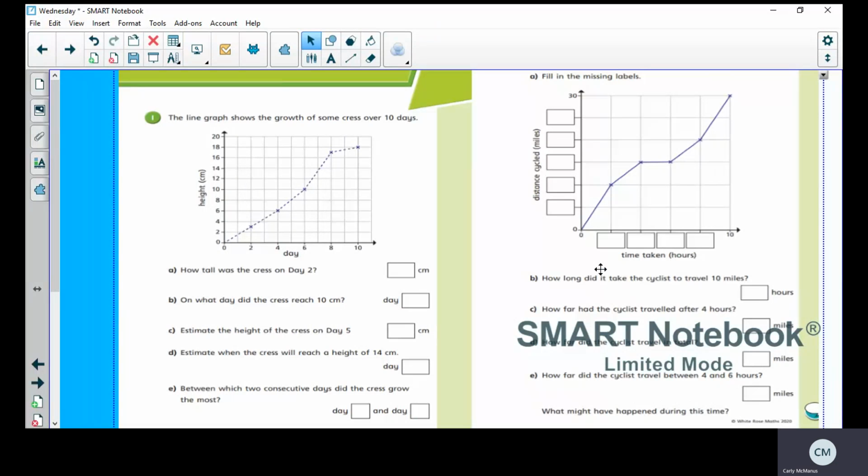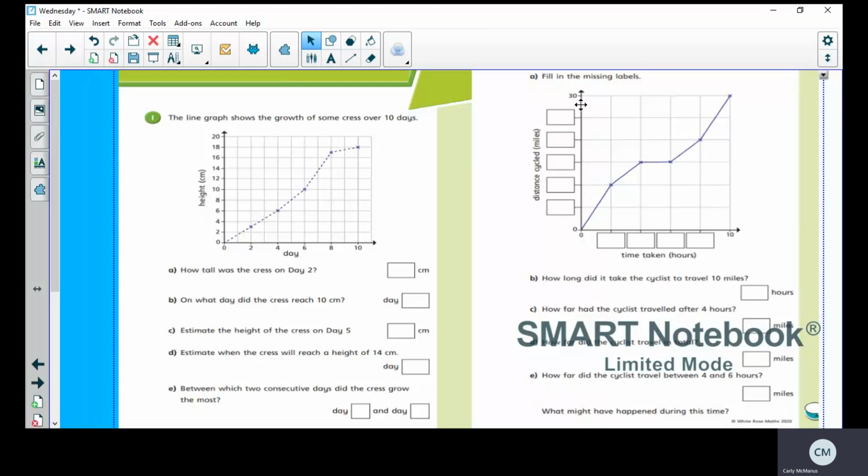Now, it says here, this is the time taken and the distance cycled. So it says, how long did it take the cyclists to travel 10 miles? Well, before you can answer this, you need to fill in these boxes. So you've got 0 to 10. So are these going to go in ones? 1, 2, 3, 4, 5. No. 2, 4, 6, 8. Yeah. So they're going to go up in 2s.